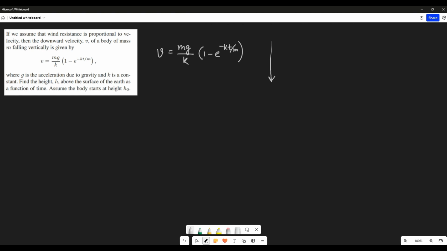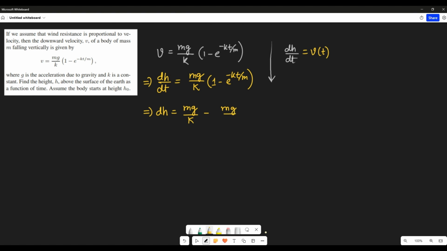Is that okay? Now V can be expressed as dh over dt. That will be our v of t. We can express it as a function v of t. So instead of dv, we can write dh dt. That will be mg by k times (1 minus e to the power of minus kt by m). So we can write dh, that will be mg by k minus mg by k e to the power of minus kt by m with dt.